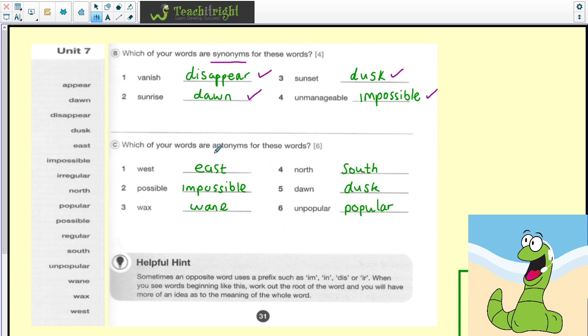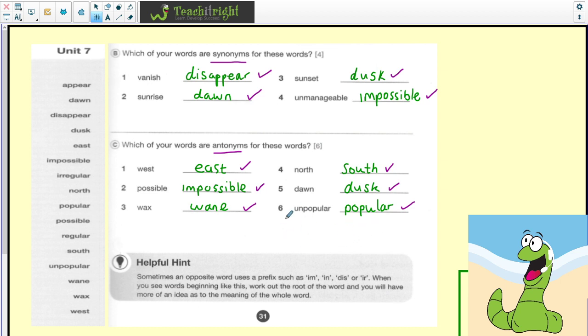Which of your words are antonyms for these words? So we've got west and east. They of course are opposites. Possible, impossible. Wax and wane. So wax meaning to increase, wane meaning to become weaker or decrease. North and south. Dawn and dusk. And unpopular and popular. So well done if you've done well on all of those.